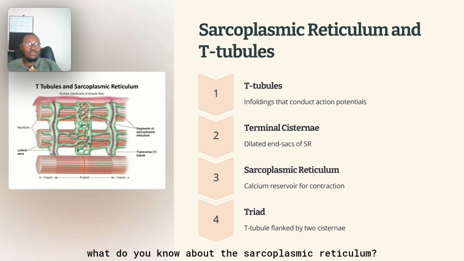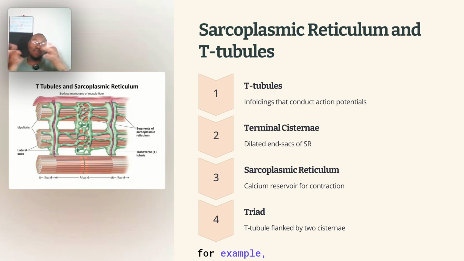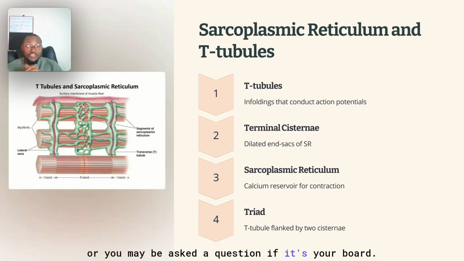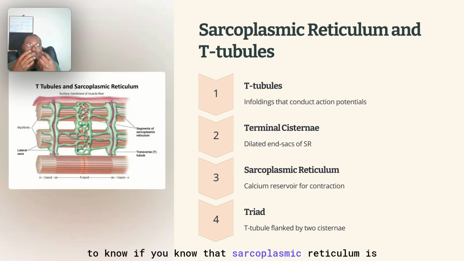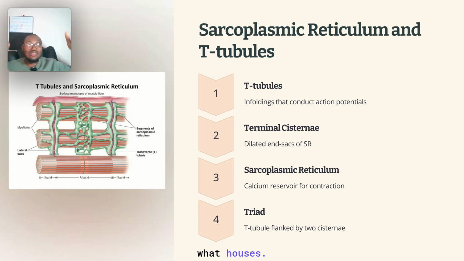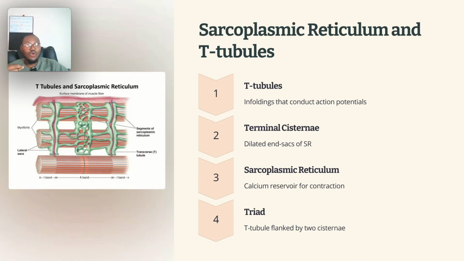Now, what do you know about the sarcoplasmic reticulum? I may ask you a question on it, or you may be asked on your board, and the question will target whether you know that the sarcoplasmic reticulum, the two cisterns, houses what? Calcium. So when the muscle cell is excited, when the action potential runs straight through, the cell pushes calcium out, releases calcium.